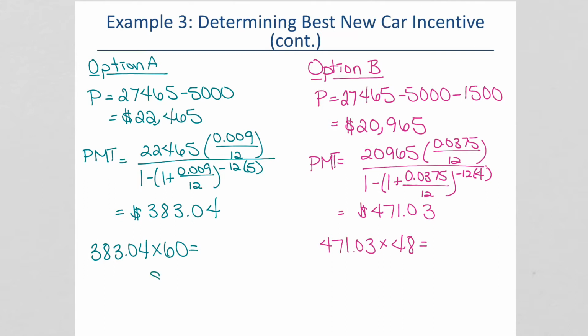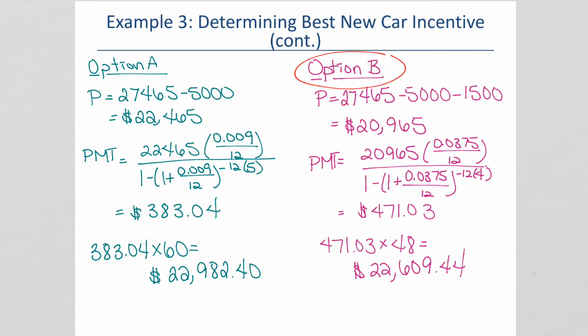So in option A, he ends up paying $22,982.40. For option B, he ends up paying $22,609.44. So overall, if he can afford the higher payment, then it's better to do option B. But only if he can afford the higher payment, of course.